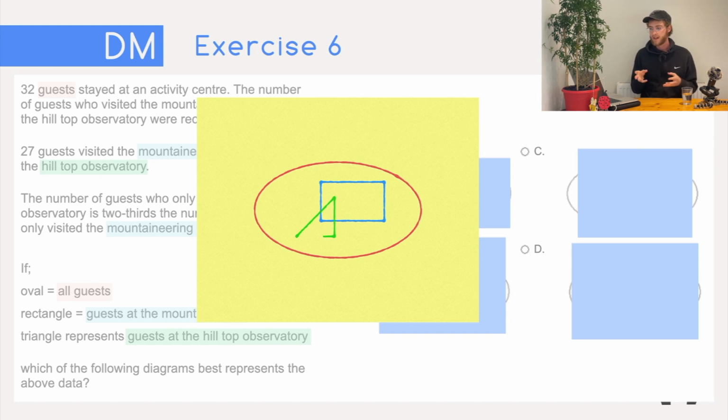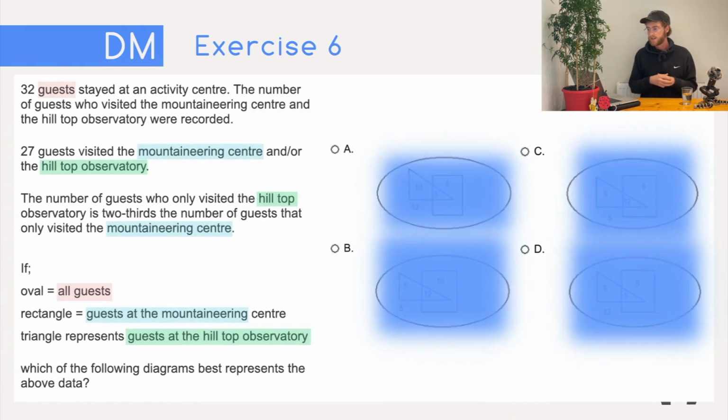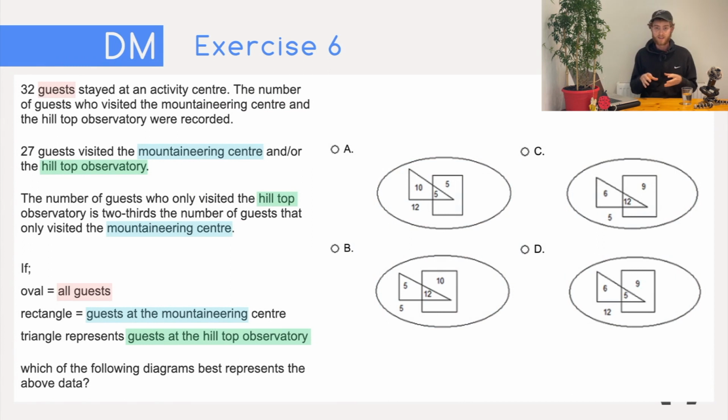Similarly, all of the guests that went to the observatory were also guests, so they have to be within the red oval. And what's important to recognize here is that the rectangle and the triangle are overlapping. And this little area where they overlap represents the guests that did both. Again, you need to read the question carefully because you can see in the second paragraph there it says "and/or". So there's guests that did both. That's why the shapes overlap.